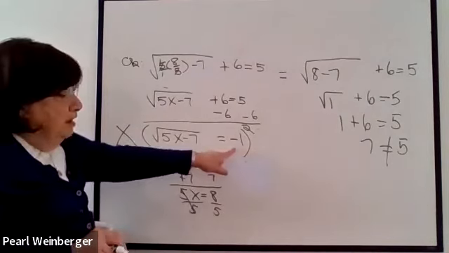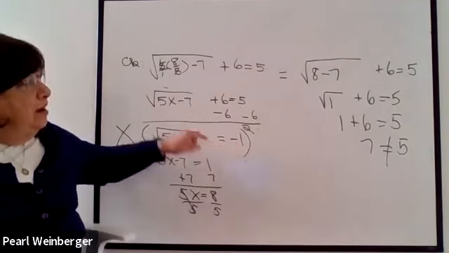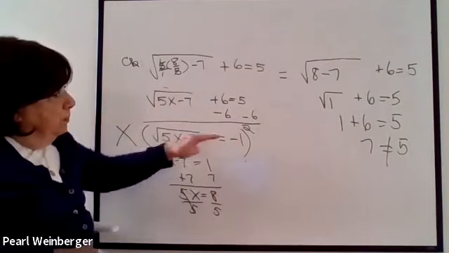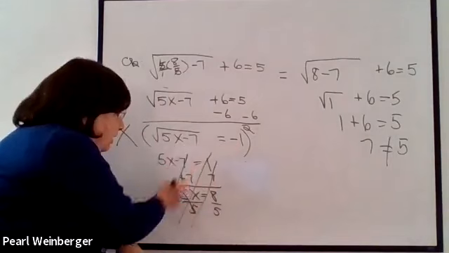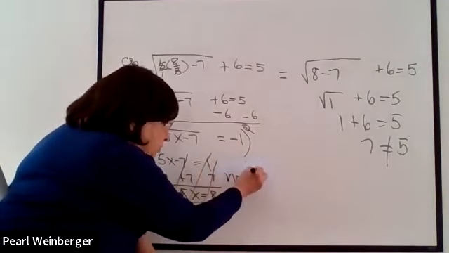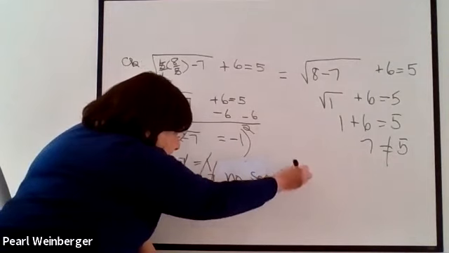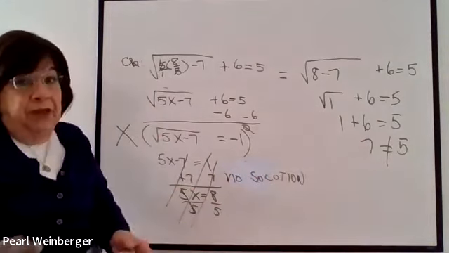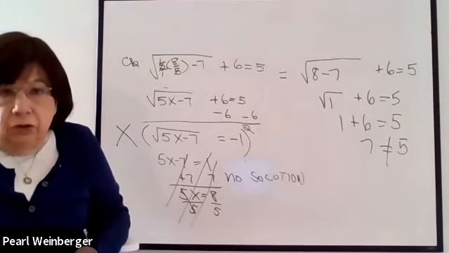Once I got to here, I knew I was going to have a problem. As soon as I get the square root of something being a negative number, I can stop right there. Don't go any further. There's no solution. Because what we noticed is that when we go ahead and solve it, you get something that doesn't make sense. The answer here is no solution.